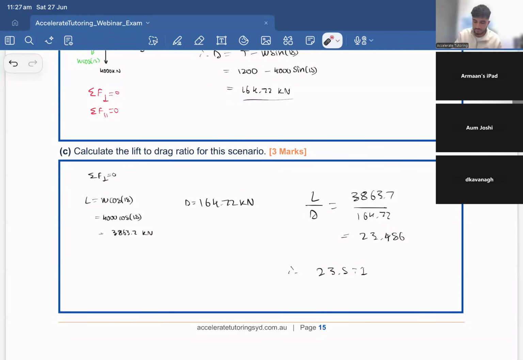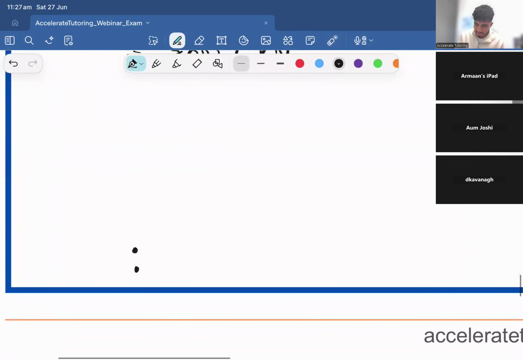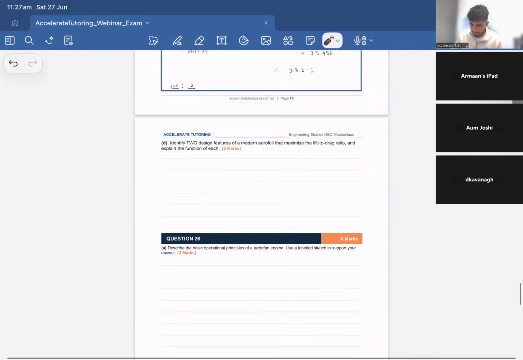If the question specifically has 2 dot points here for you to put in your answer, in that case, you would say 23.5 and then 1. Perfect.